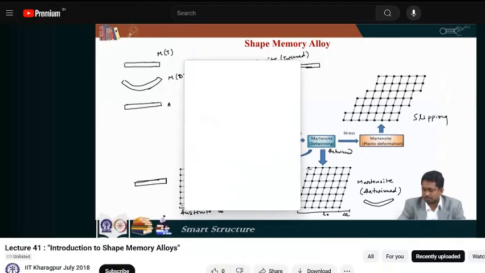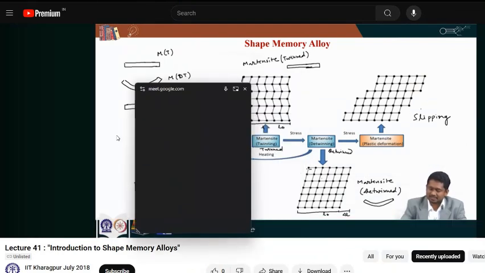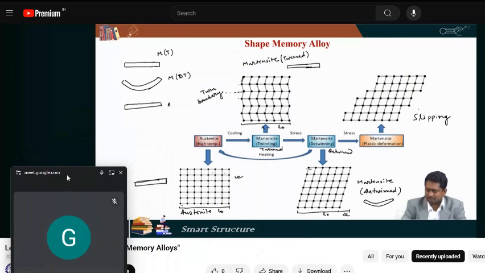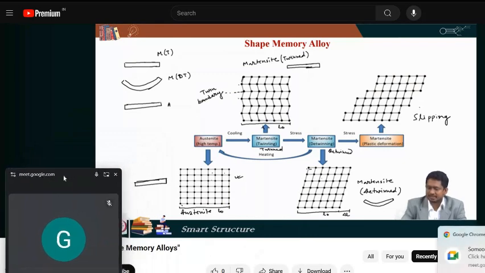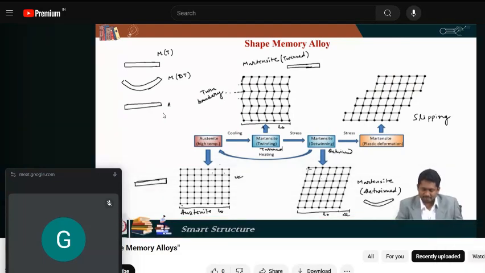So for slipping to happen, we need even higher stress. But once it has gone to this range, once it has slipped, this cannot be recovered. So it's a permanent deformation. So this is all about the shape memory effect. It explains how the material remembers its memory, what the different phases are, how to activate, and how to go from one phase to another phase.